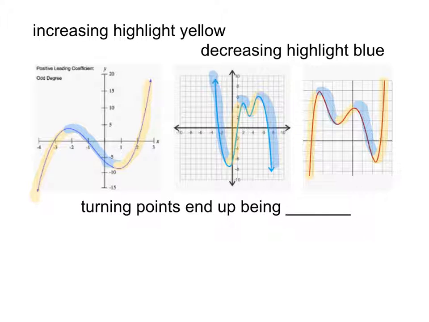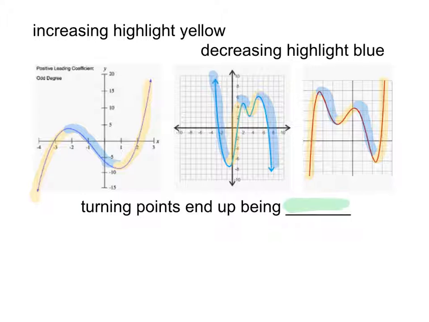Now, here's the thing. They want us to figure out what color our turning points are going to be. Now, you highlighted the increasing yellow and then the decreasing blue. So where they overlap, that point is generally your turning point. And in theory, it should be green.